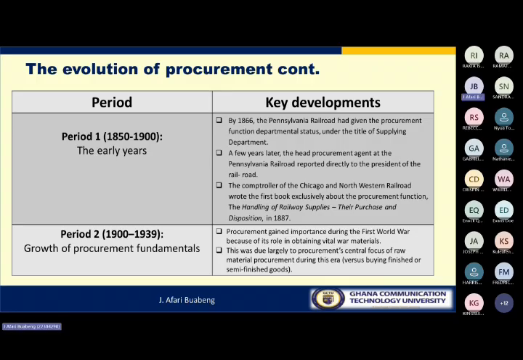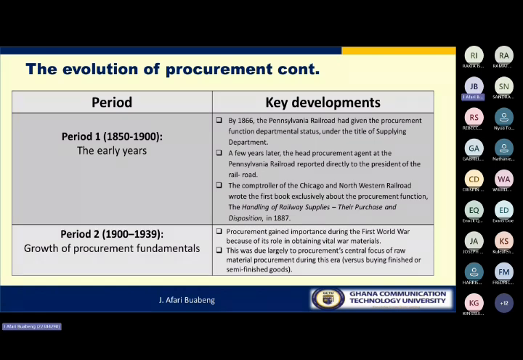In 1886, some people were practicing it, even though the title was not procurement. But we obviously believe that that is how it started until we got to this period.